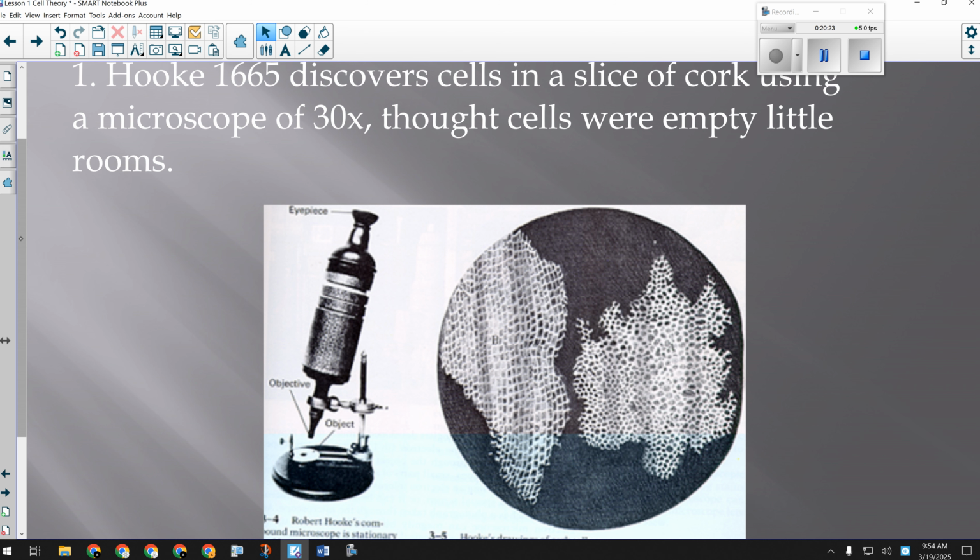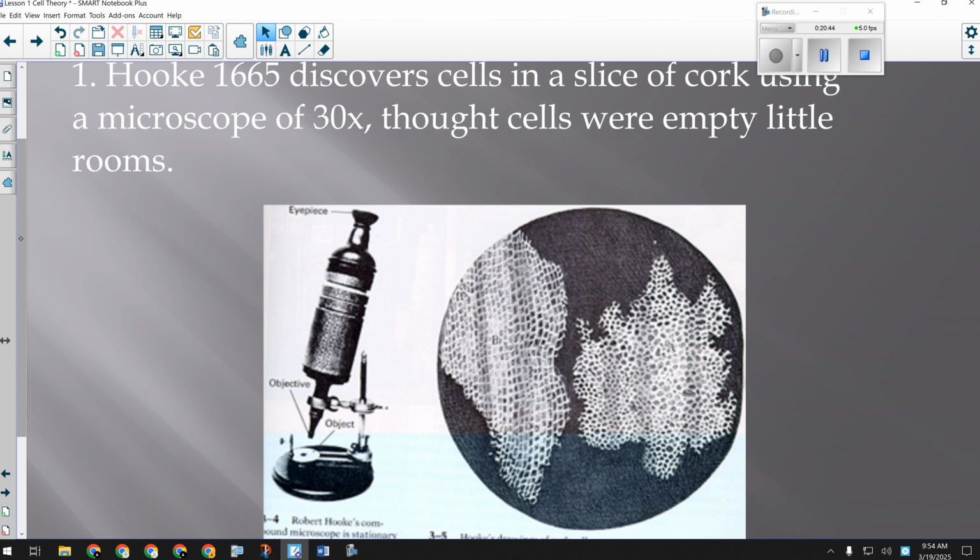Okay, so now we call both prison cells and body cells, okay, cells. Now, he was wrong about them being empty. Right? I mean, the ones he looked at were empty because they were dead. Okay? But we know now that cells are vibrant and active and they've got all kinds of things going on. They're full of all kinds of other structures. He just happened to be looking at ones that were dead.